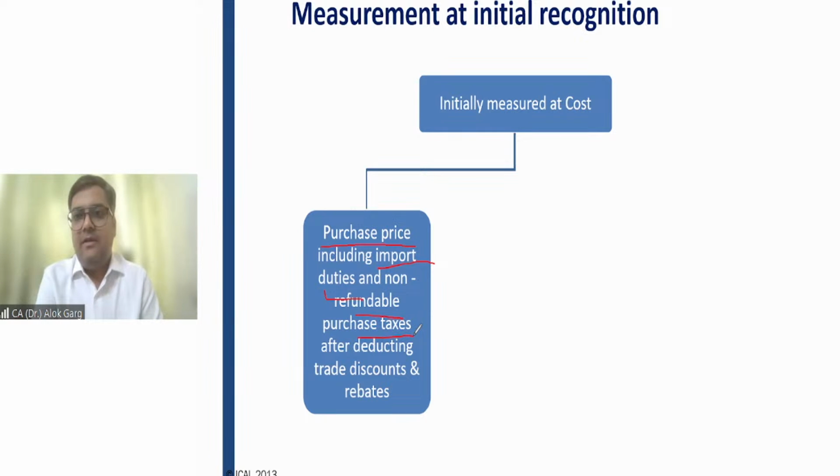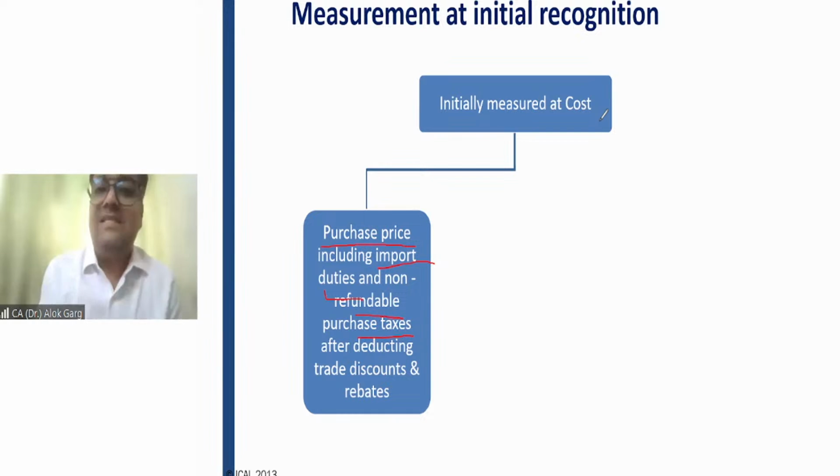For example, and this is a real life example, when you buy a car, you will not get the refund of GST. You will not get the input credit on GST. So this GST is a non-refundable purchase tax, and it is going to be capitalized with the value of the car. Purchase price plus import duties plus non-refundable purchase taxes minus trade discount and rebates. If there is any trade discount and rebate, it has to be deducted, right? So this is the cost of the asset, the first leg.